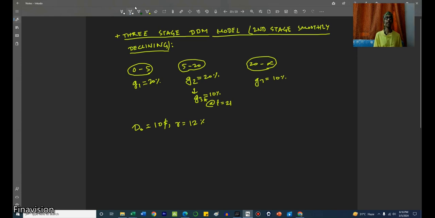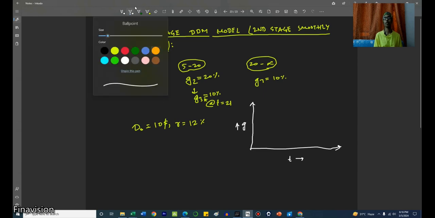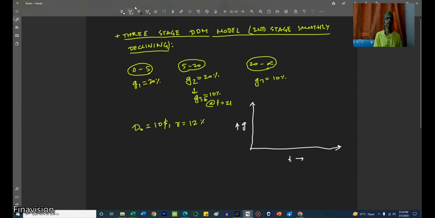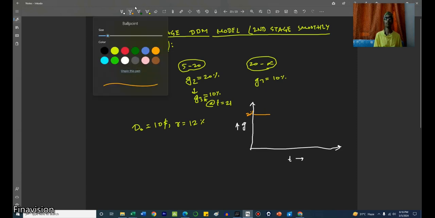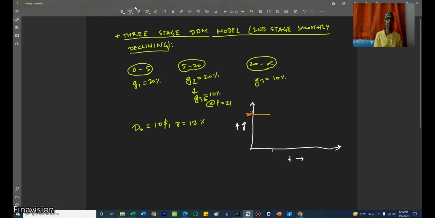To make the thing a little easier, let us draw a chart. Here it is the time, here it is the growth rate. Let's look at how the growth rate evolves. So initially the growth rate is like this, 20%, right? Then at t is equal to 5, this is at 5.